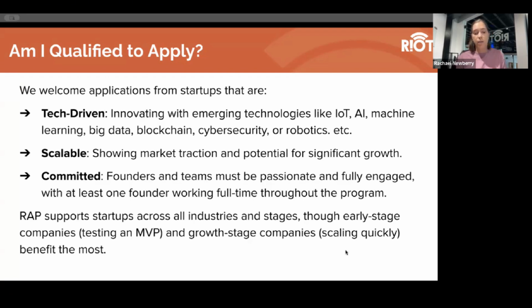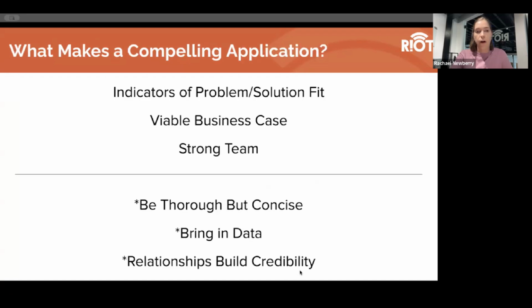That being said, we usually are working with companies that have a full-time committed founder. So team sizes on average are probably one to four people. These are small early stage startup teams. But usually the founder or co-founders are full-time on the venture and therefore able to really commit to the program and put in the time necessary to get a lot out of the program. So yeah, that's a little bit about who we look for.